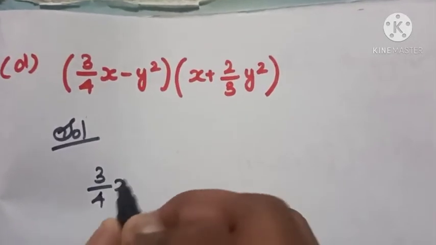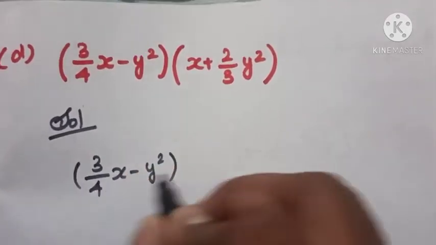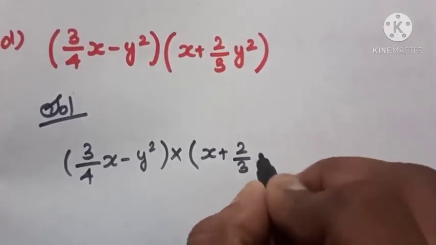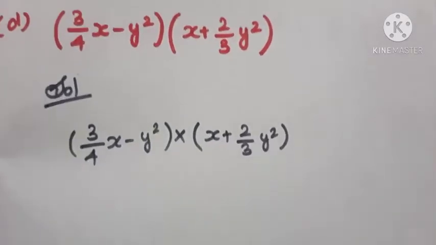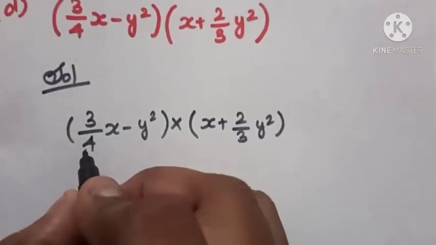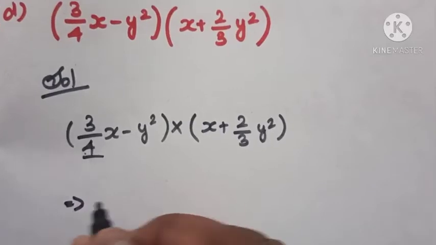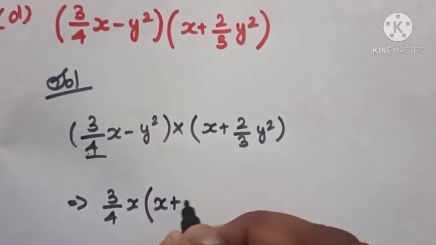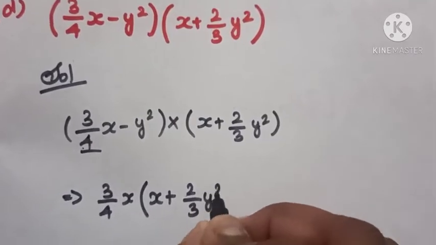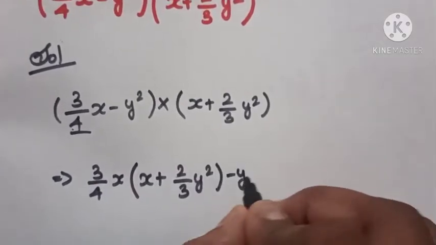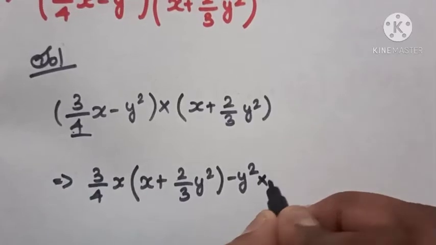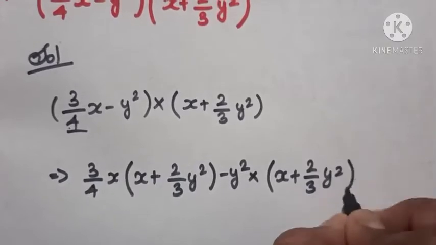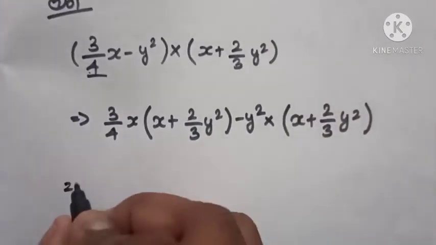3 by 4 x minus y square, we need to multiply with x plus 2 by 3 y square. So we need to multiply these 2. First we take this 3 by 4 x. 3 by 4 x is multiplied with these two terms, x plus 2 by 3 y square, and this minus y square is multiplied with x plus 2 by 3 y square. You need to multiply all the terms.